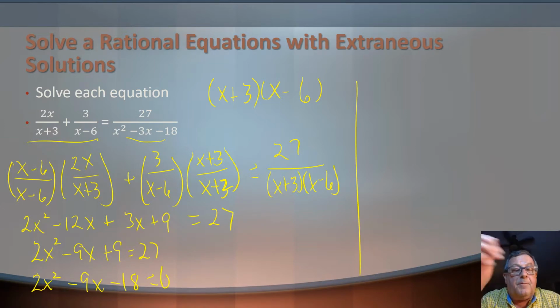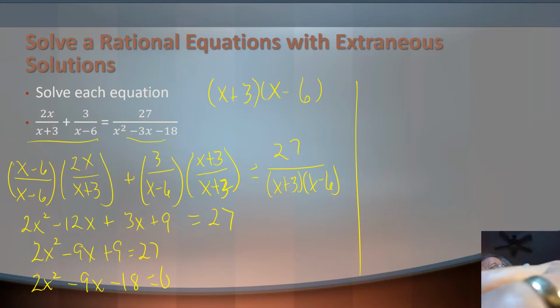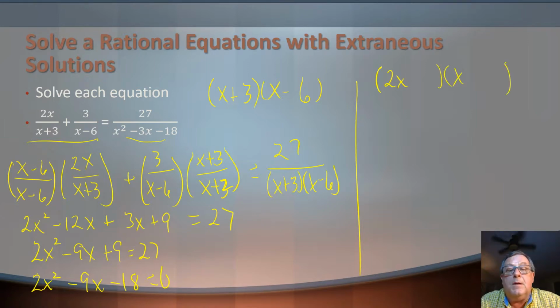All right, so I need to think about factoring that 2x squared minus 9x minus 18. Well, it's a 2x squared, so I know I'm going to have a 2x on one side of my parentheses and x on the other. All right, let's see, negative 18 plus 9x. I'm thinking, so I've got to have a plus or minus in here, don't I? I'm thinking 2x plus 3, x minus 6.